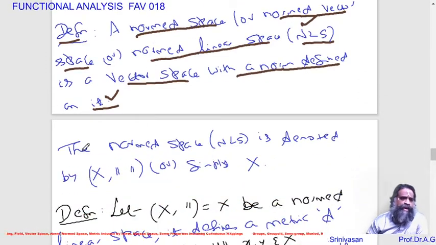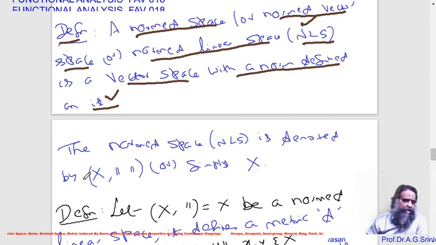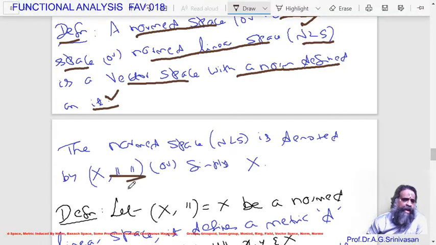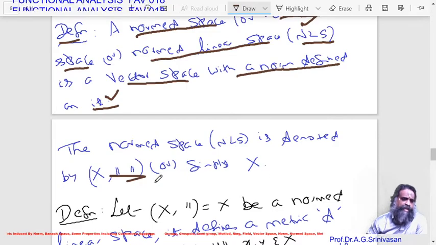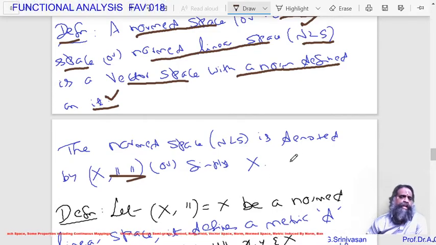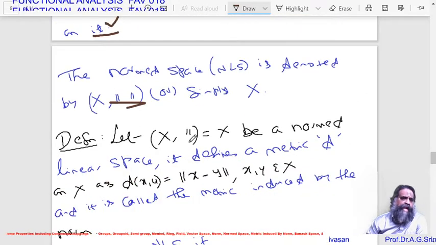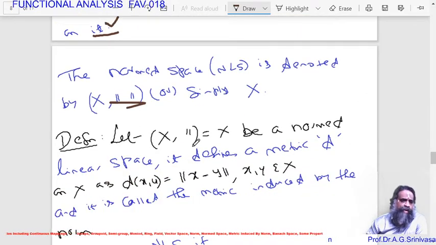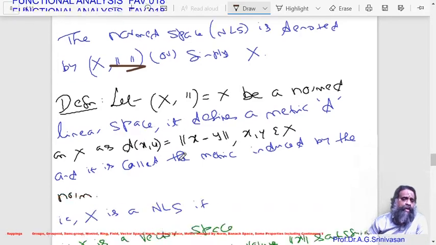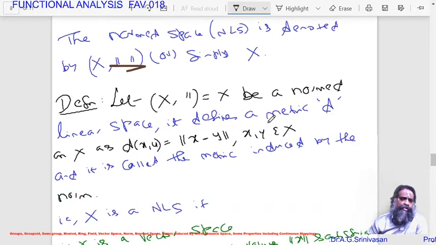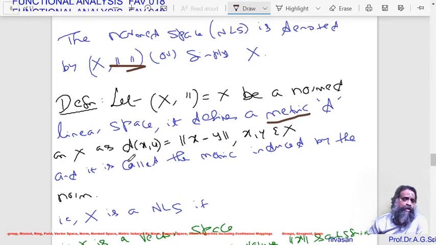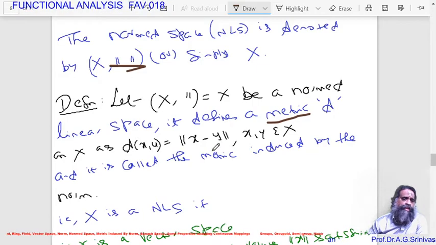That is, a normed linear space with a norm is denoted by (X, norm) or simply X. Henceforth, we only use a normed linear space. Let (X, norm) be a normed linear space. Denote a metric d. I of course use the word metric now, but we will see it's a metric in fact, by the formula d(x, y) is equal to norm x minus y.